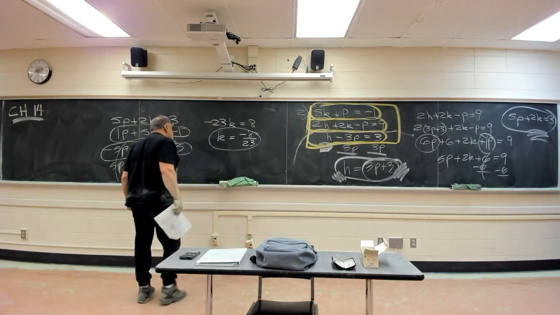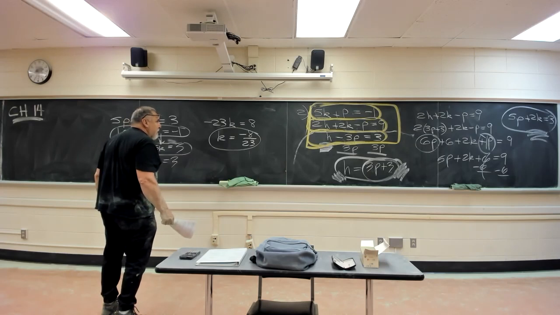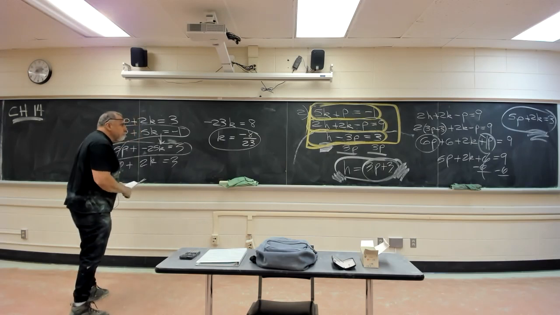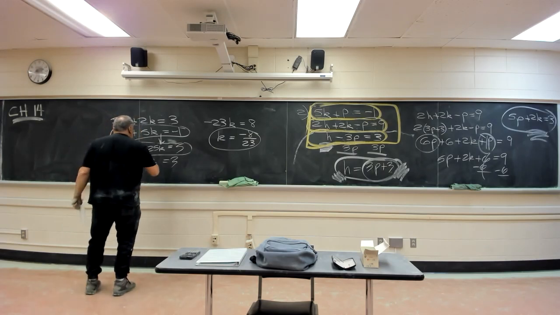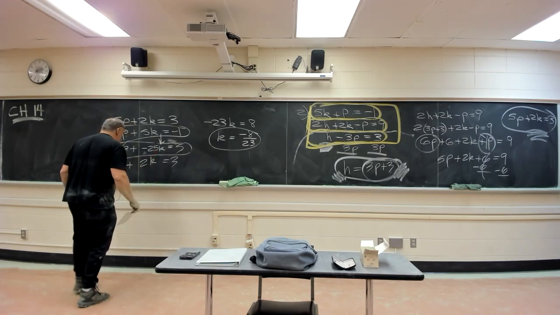Well, let's get as many of these as we can. They're not going to be that easy to look at, as you can pretty plainly see. Let's go over here. Let's go to one of these. I mean, it doesn't matter which one. Let's go with 1p plus 5k equals negative 1.